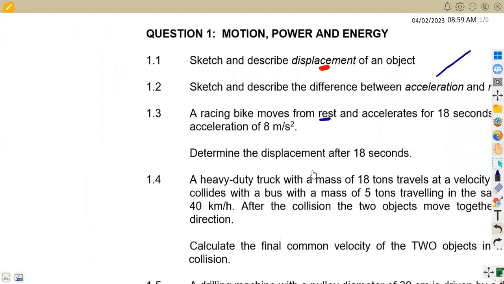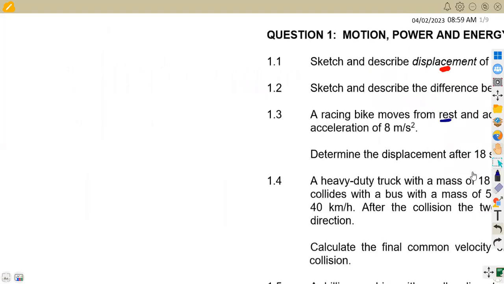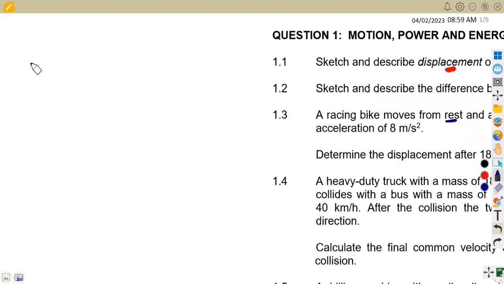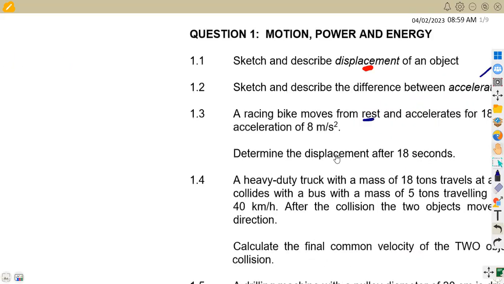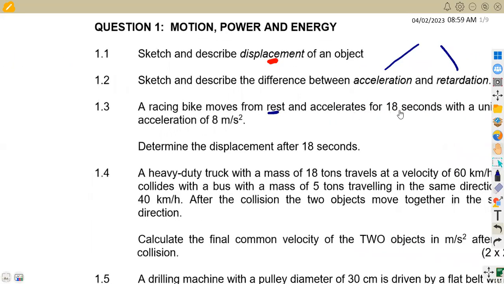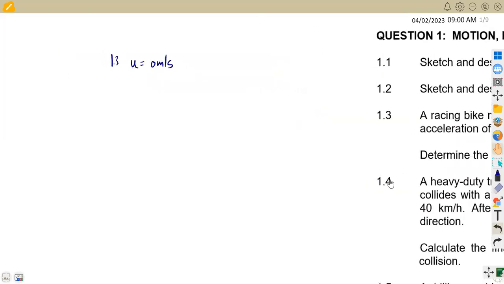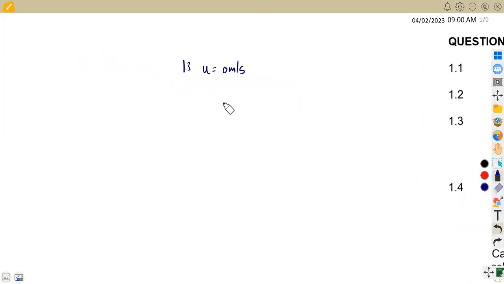The first part, we are given that this racing bike moves from rest. So from rest, we know that our initial velocity is 0. This is 1.3. So it's at 0 meters per second. Then what happened in this case? It accelerates for 18 seconds. We are given the time for this acceleration, which is 18 seconds. So our time in this case is 18 seconds.